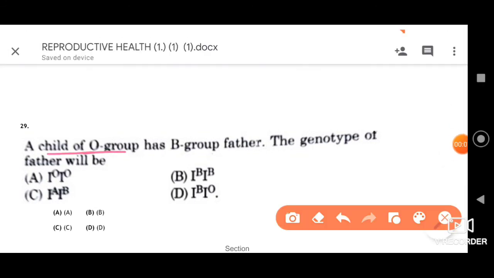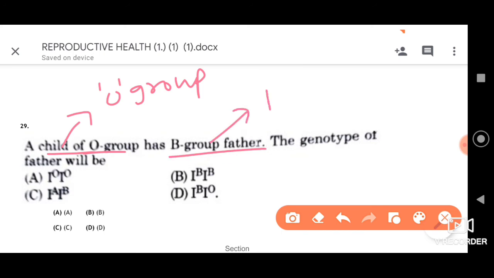Next we have a child of O group. See, the child has O group, my dear friends, but here his father's group is B group. Blood group I am speaking about. If the child has O group and the father has B group, what would be the genotype of the father?